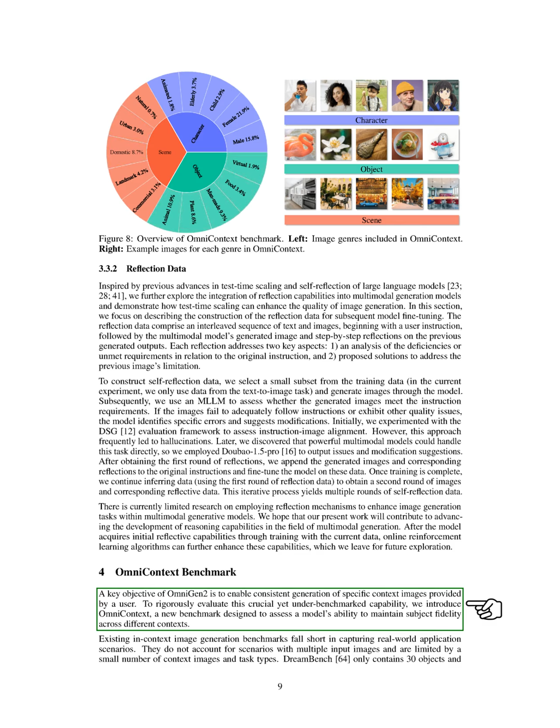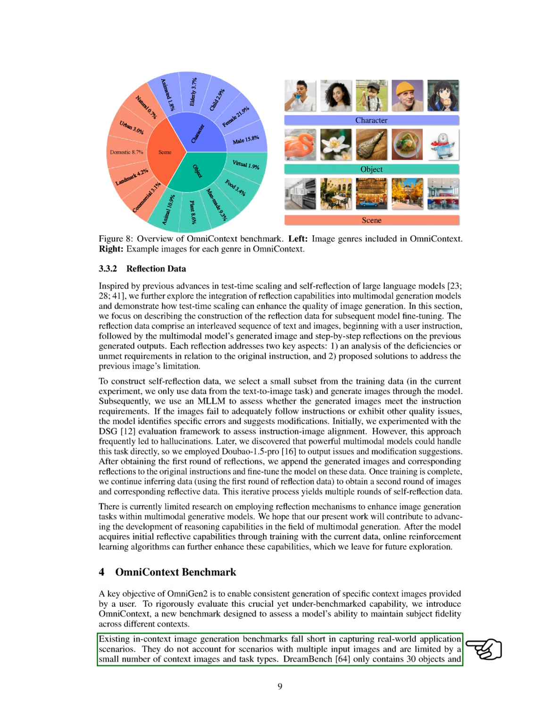For the Omni Context benchmark, our main goal is to enable consistent generation of specific context images as provided by users. To evaluate this important yet under-researched capability, we introduce Omni Context, a new benchmark that assesses a model's ability to maintain subject fidelity across various contexts. Current benchmarks for in-context image generation do not adequately reflect real-world scenarios, as they often overlook situations with multiple input images and are limited in the number of context images and task types.